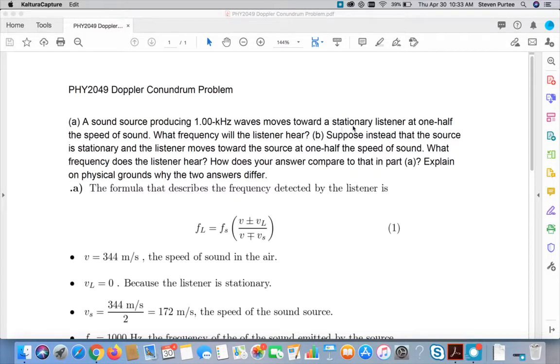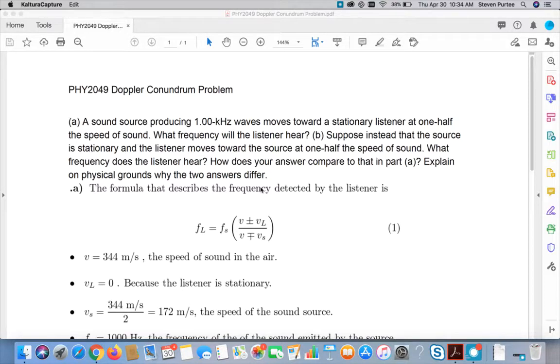So in part A, the source is moving toward the stationary listener. In part B, we still have the same source, but now the listener will move toward the source. And we're going to figure out what the Doppler shift was in both cases. And you would expect those to be the same. You would think that all that would matter is the relative speed between listener and source. It doesn't matter which one's moving toward the other, but it does. It matters.